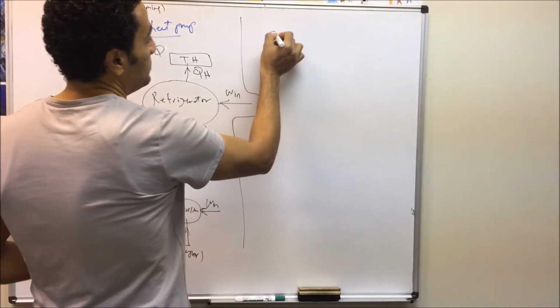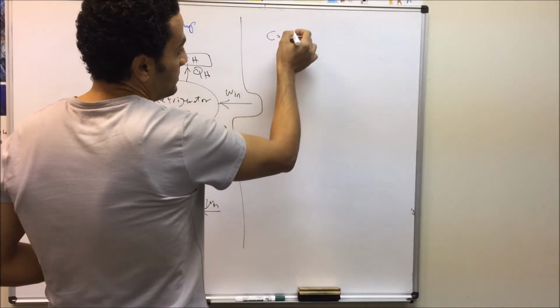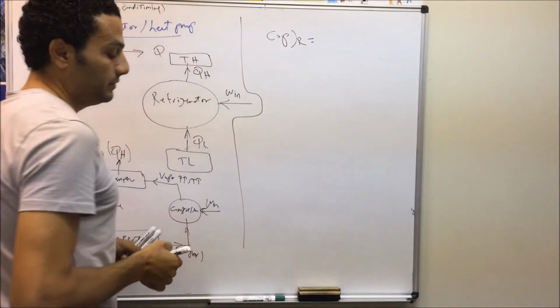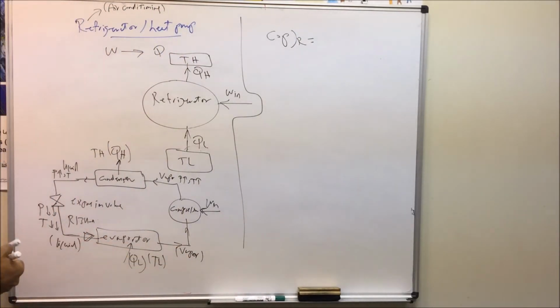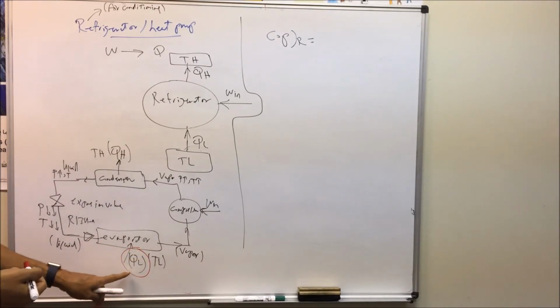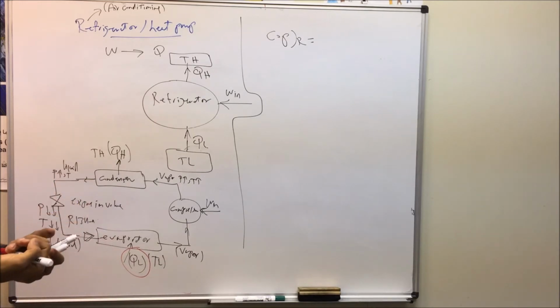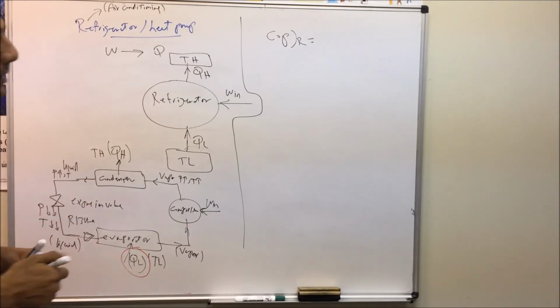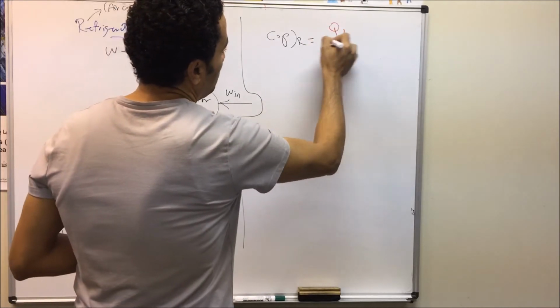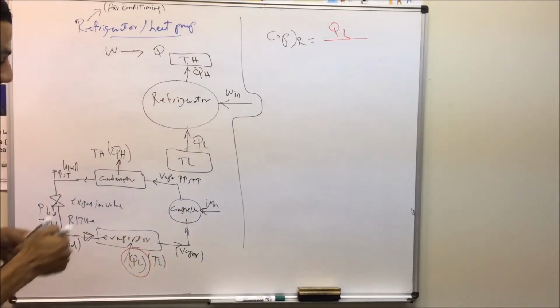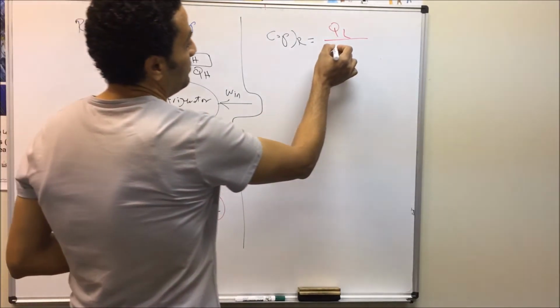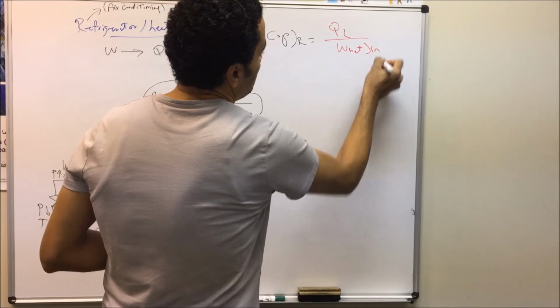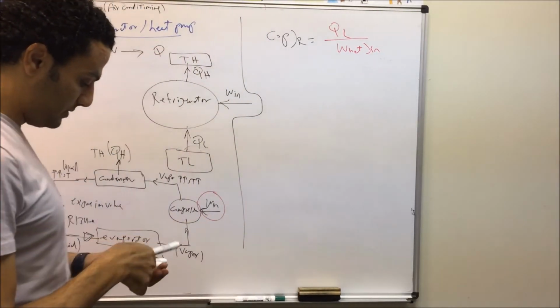To evaluate the performance of this system, based on what we need from it, we don't have an efficiency, but we have what we call the coefficient of performance. What we need from the refrigeration cycle is just to cool down the food compartment. So what we need is Q low. The coefficient of performance equals Q low, what we need from this system, divided by what we give to this system, the net work input. So it equals Q low divided by work in.